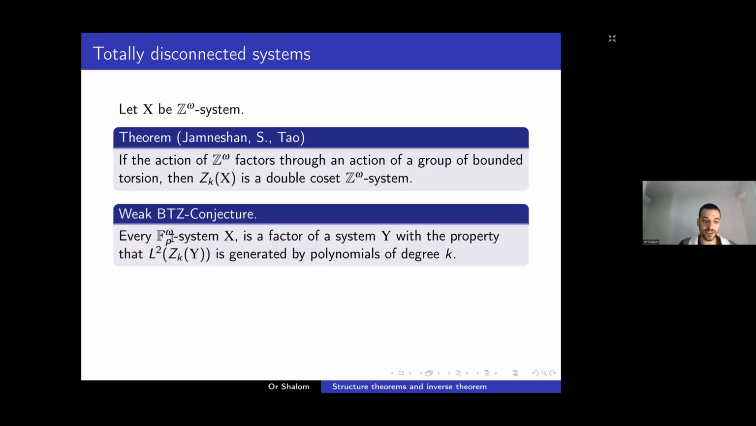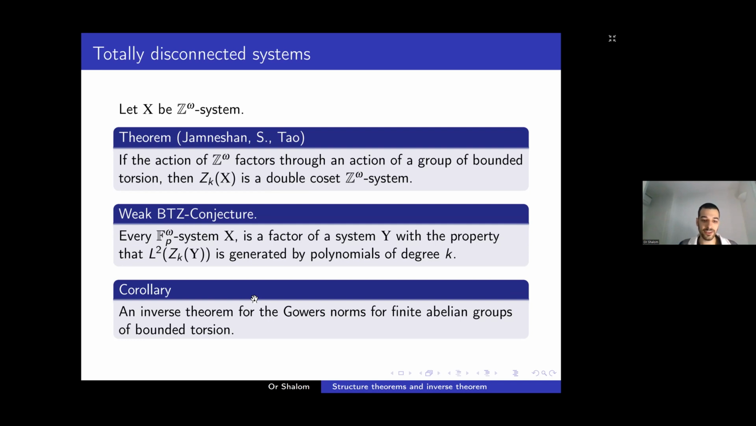Specifically for F_p omega, we proved some version of the Bergelson-Tao-Ziegler conjecture. So we know that the Bergelson-Tao-Ziegler conjecture is false, but if you allow one to pass to an extension, then it's no longer false. So X is a factor of a larger system where the conjecture is true. So the conjecture is not completely false. On an extension, it is true. And using that, we gave an inverse theorem for the Gowers norms for finite abelian groups of bounded torsion, in particular for vector spaces over finite fields. So this is the first ergodic theoretical proof that also includes all the cases of small characteristic.